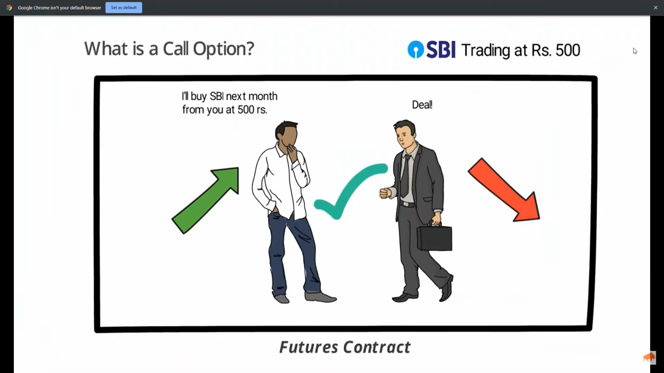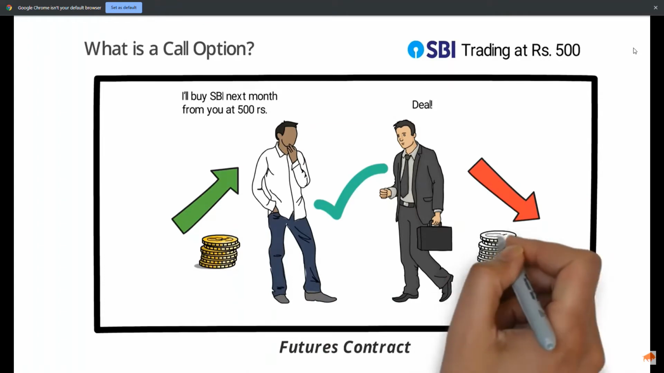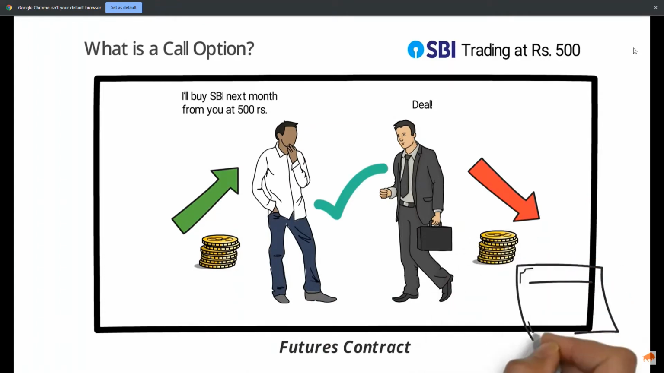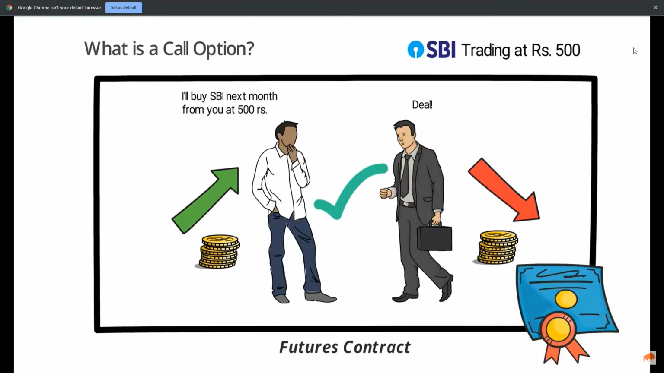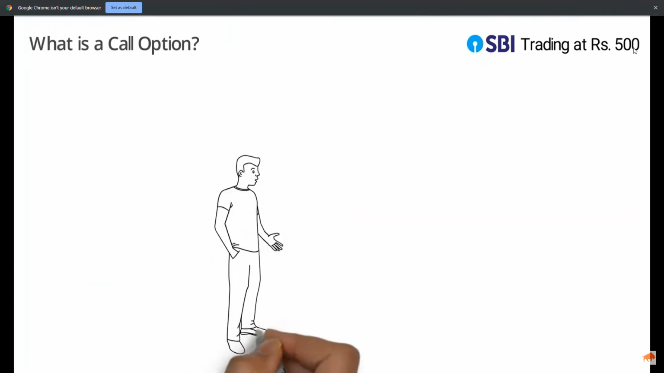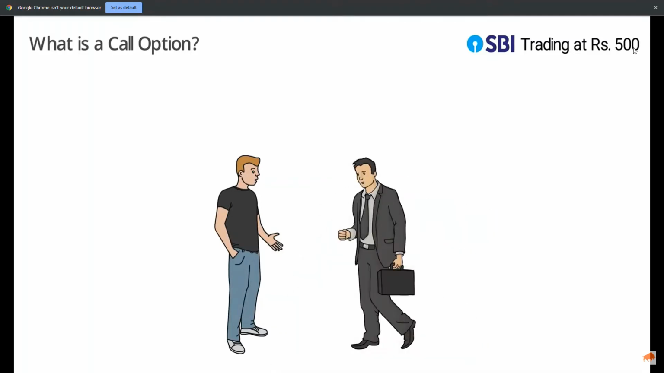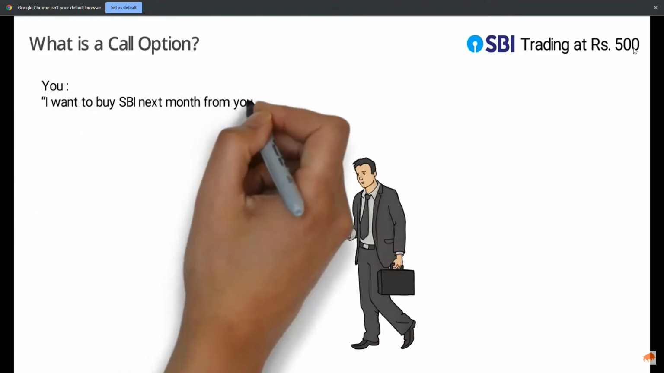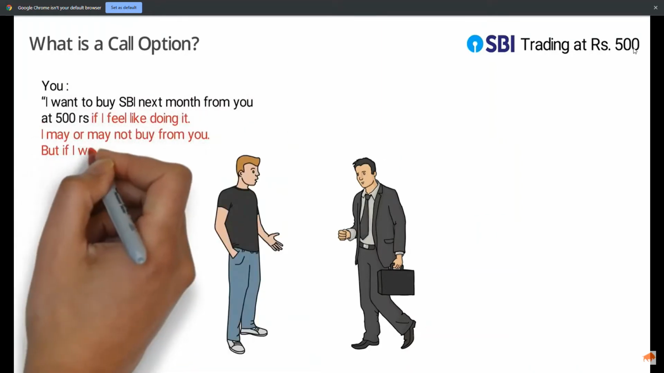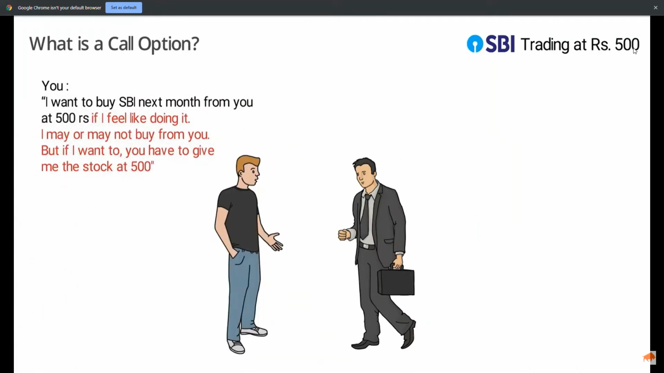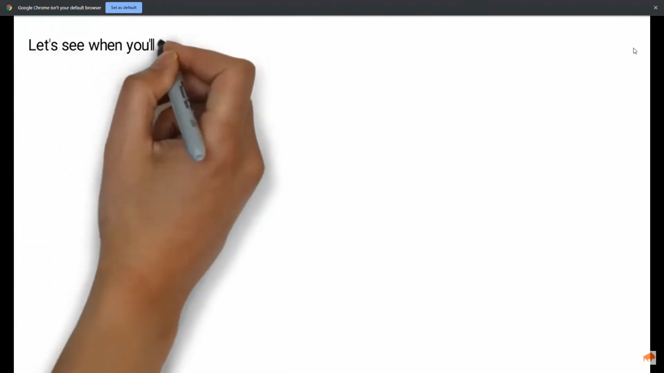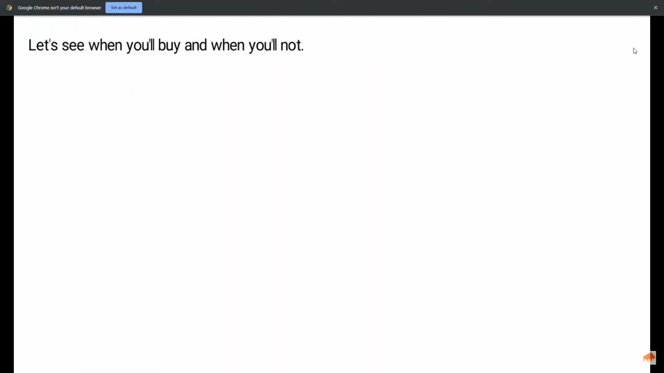If SBI goes up, you will make profit, and if SBI goes down, I'll make the profit. Whatever the scenario, we both will honor the deal. Fairly simple, right? But after some time, you came to me with another offer and said, I want to buy SBI next month from you at 500 rupees if I feel like doing it. I may or may not buy from you, but if I want to, you have to give me the stock at 500.